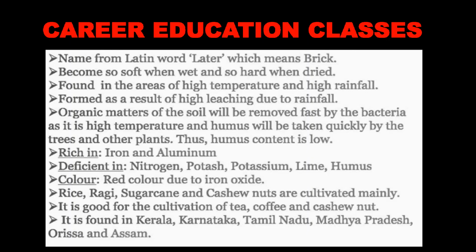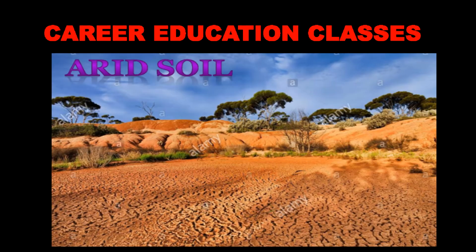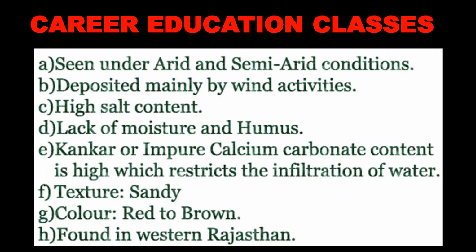Now we move to another soil, that is called arid soil. Arid and semi-arid conditions are seen under this soil. Deposited by wind activities, it contains high salt and lacks moisture and humus. Color is red to brown. Texture is sandy. It is usually found in western Rajasthan mainly. This soil lacks humus, which is very important to remember. For this soil, usually questions are asked on which crops grow well in it.